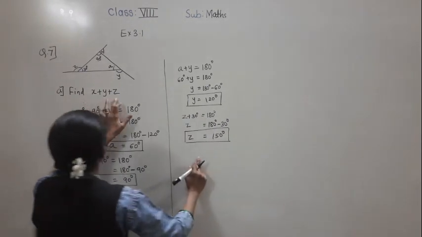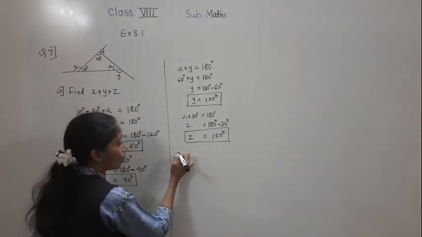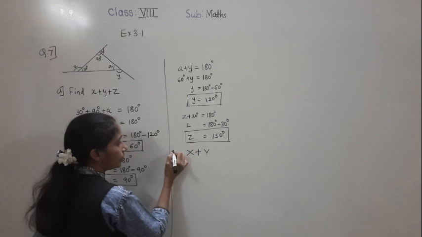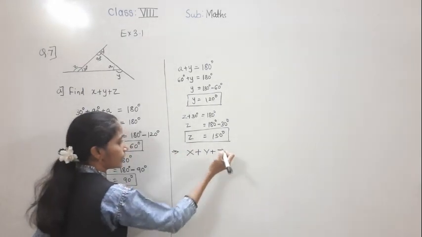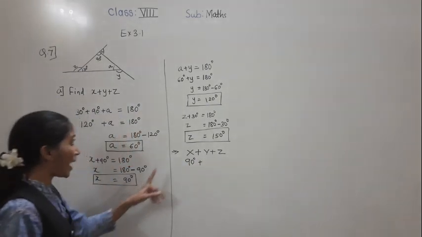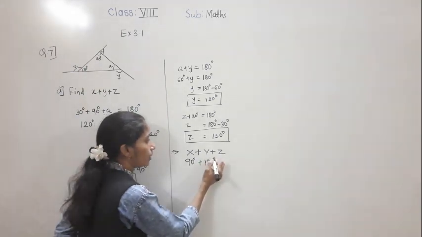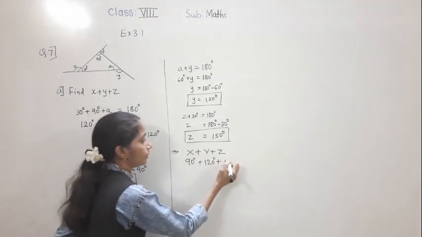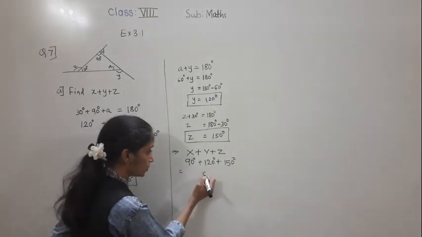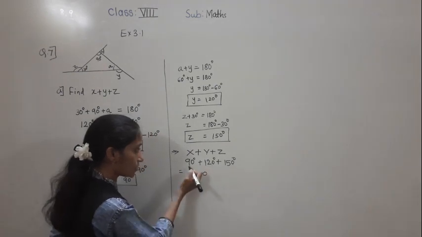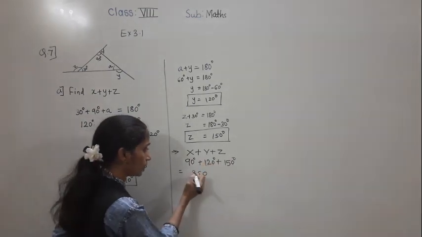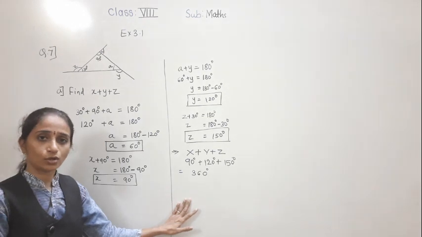Okay, and what is asked in the question: find x plus y plus z. X plus y plus z is equal to how much? Now x is 90 degrees plus y is 120 degrees plus z is 150 degrees. Okay, so now find this answer. 0 plus 0 plus 0, 0. 5 plus 2, 7. 7 plus 9, 16. Okay, 1 is carry. 1 plus 1, 2, plus 1, 3. 360 degrees. So what answer did we get? 360.